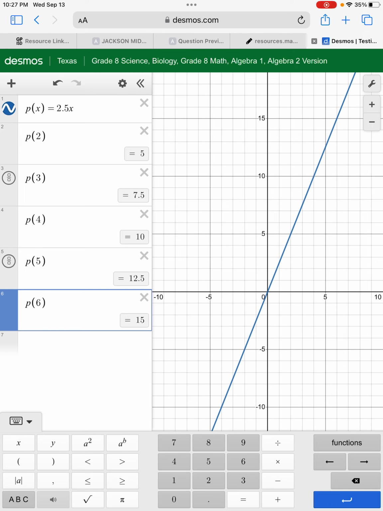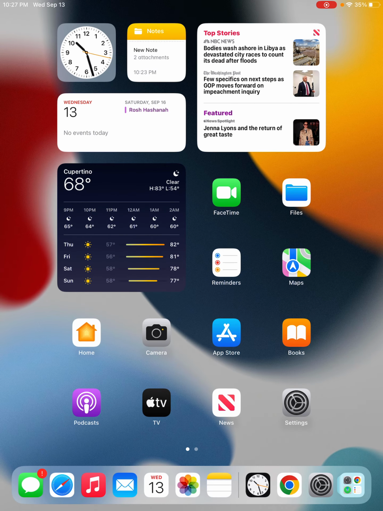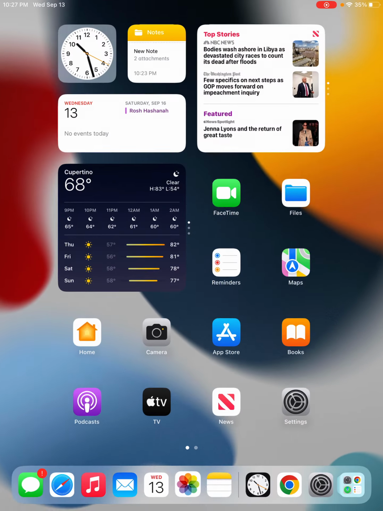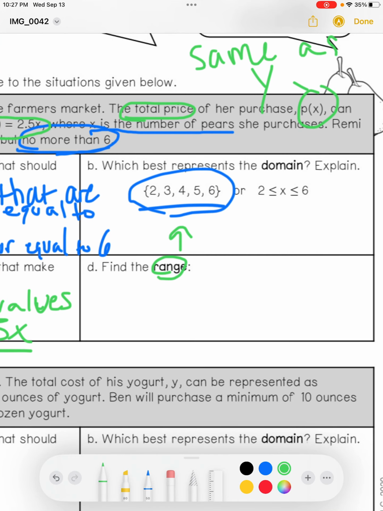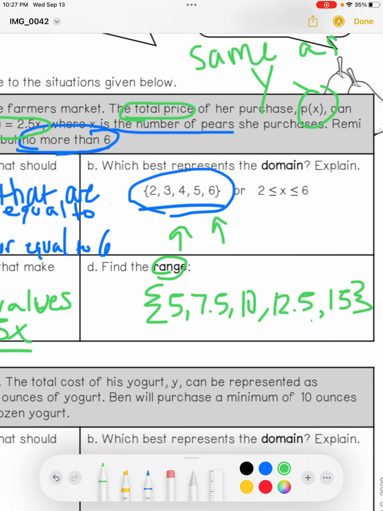Okay, so let's go back and write that. Our range will also be in brackets because we were in brackets earlier. If your domain is in brackets, your range is in brackets. And what did we get? We got 5, we got 7.5, we got 10, I believe we had 12.5, and then we had 15. And there you go. That's a word problem.